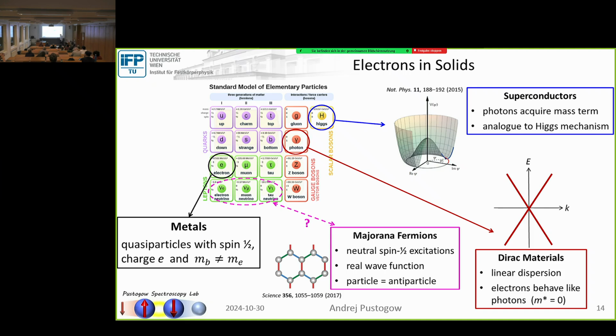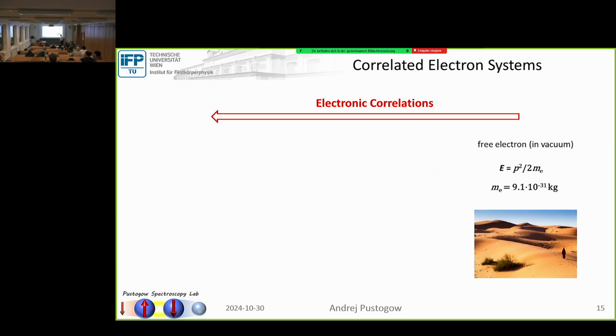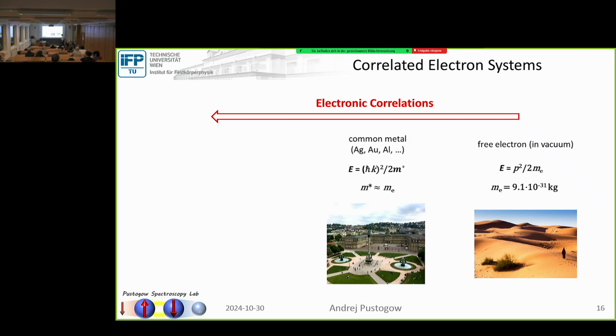And there are even some materials, like honeycomb materials, where it was suggested that the elementary excitations in solids are Majorana fermions. When we have one particle in vacuum, like a free electron, we know exactly its properties. It has a well-defined mass, and we can define its energy by just the velocity, so the momentum. If we now have electrons in a common metal, like silver, gold, etc., then we can describe them according to the band structure, as I have shown. We just have a mass which is slightly different, the effective mass, but it's very close.